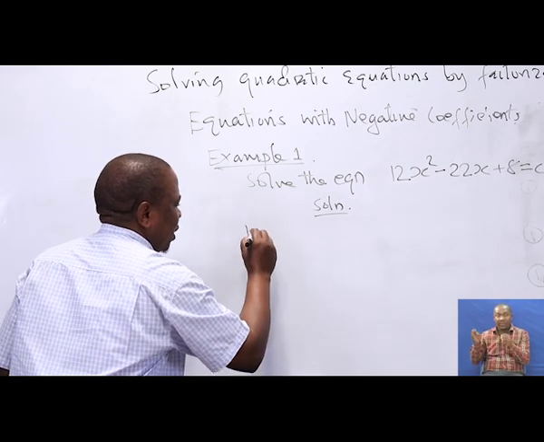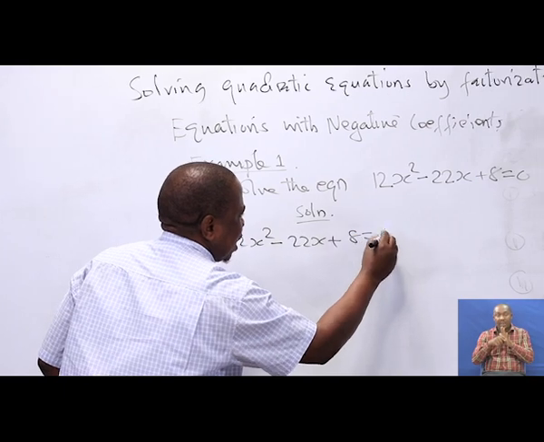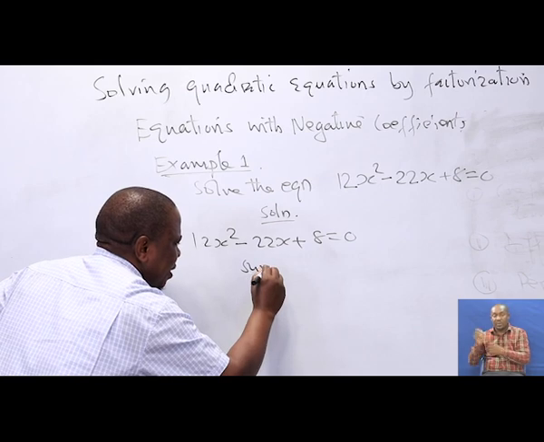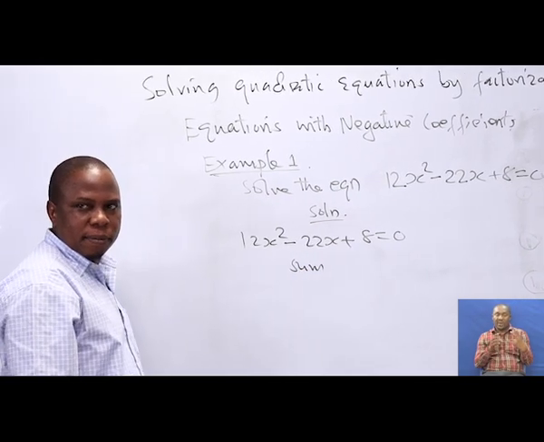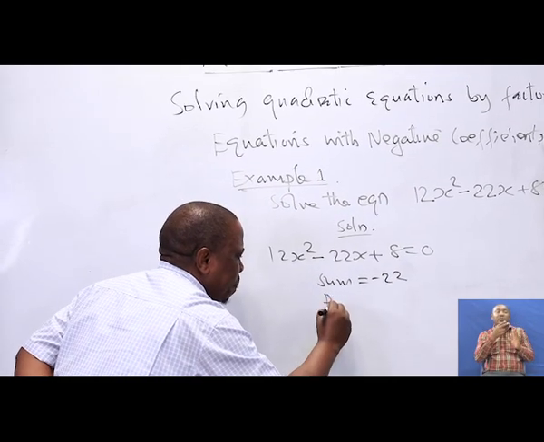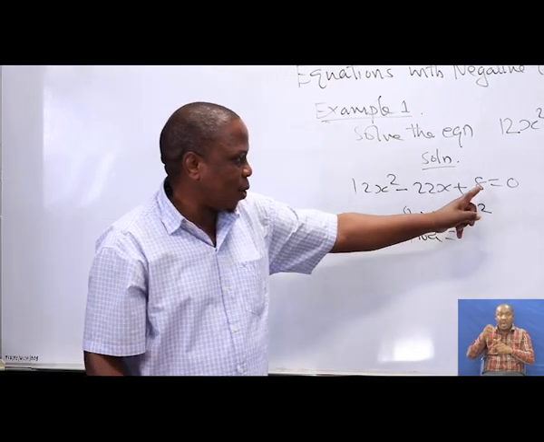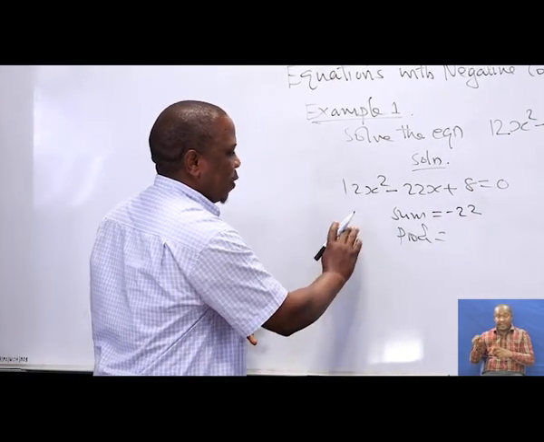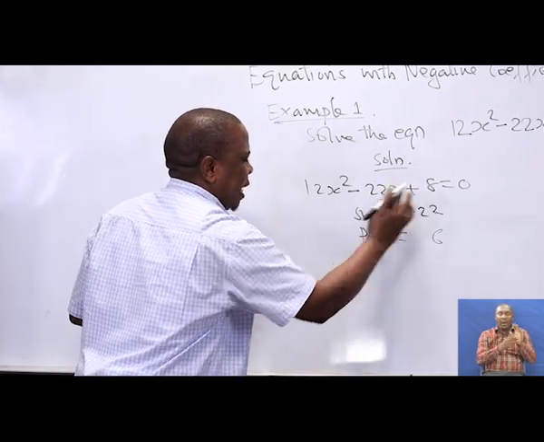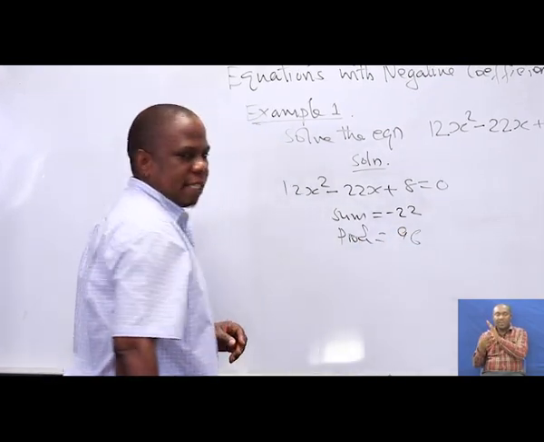That means from the equation 12x squared minus 22x plus 8 equals 0, we need two numbers whose sum is the coefficient of the middle term, negative 22, and whose product is the coefficient of x squared times the constant term. How much is that? 12 times 8 is 96.